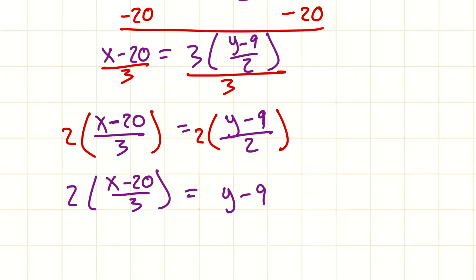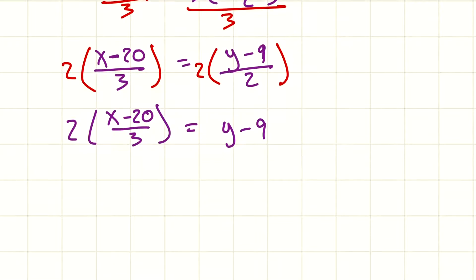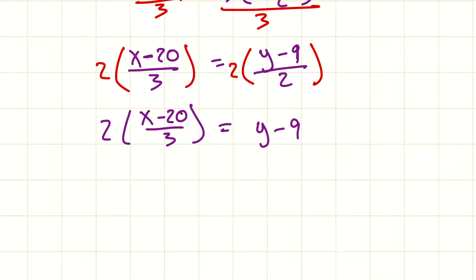Now there's going to be a temptation here. Some of you are going to want to start to multiply these things out. You can. It's not going to be wrong, but it's more work and more opportunity to make an error. So if you don't have to multiply things out, I would just leave it like that. The goal is really just to get y by itself. So now we only have one more step. We're going to add 9 to both sides.